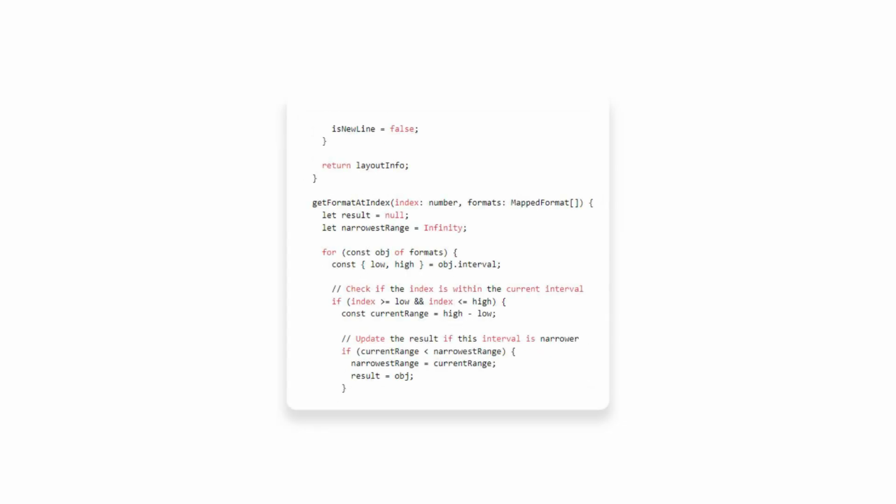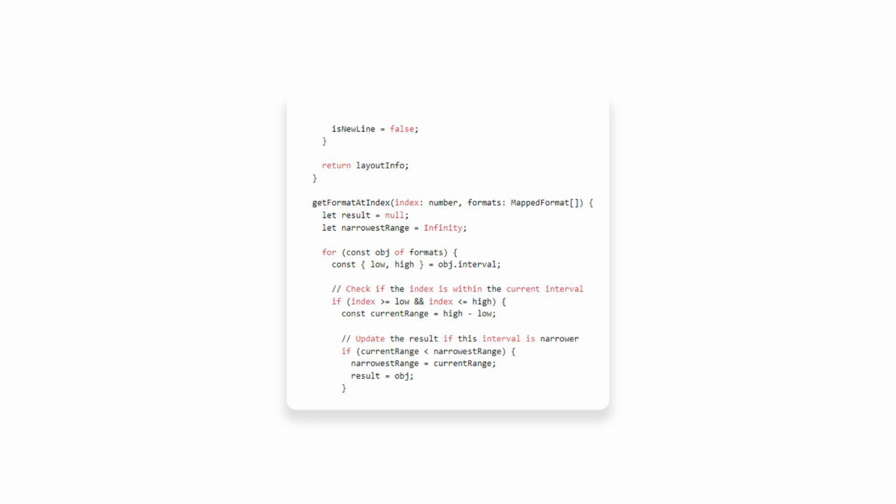Now we finish calculate layout and move on to get formatted index method. 1. New line reset. It sets the isNewLine flag to false, indicating that the current context is no longer at the beginning of a new line. 2. Return statement. It returns the layout info, which contains accumulated layout data for rendering text.